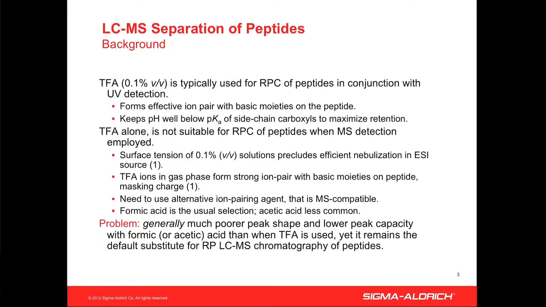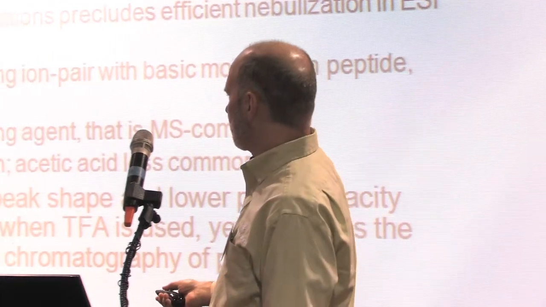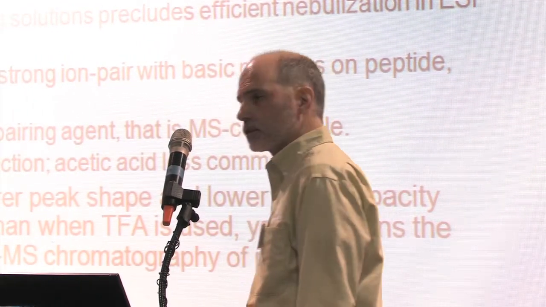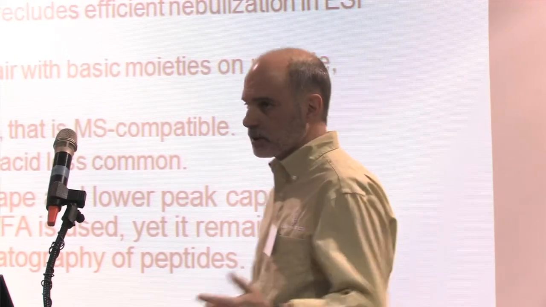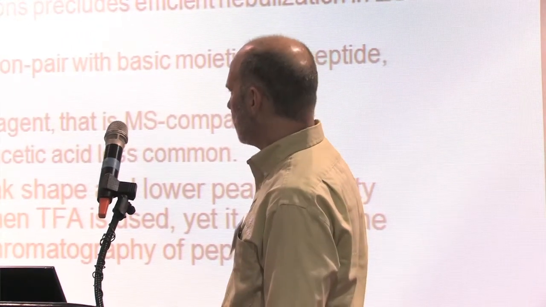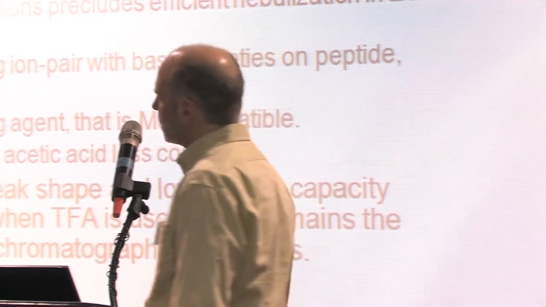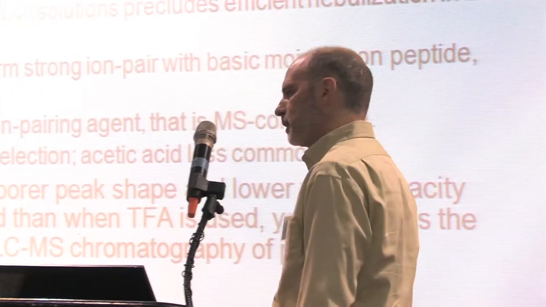TFA alone, however, is not suitable for reverse phase chromatography of peptides when mass spec is employed. The surface tension of these typical 0.1% TFA solutions precludes efficient nebulization in the source. And the TFA ions in the gas phase form strong ion pairs with the basic moieties of the peptides, again masking charge. So TFA, if it's used for mass spec, is typically used at very low concentrations, 0.05% or less.